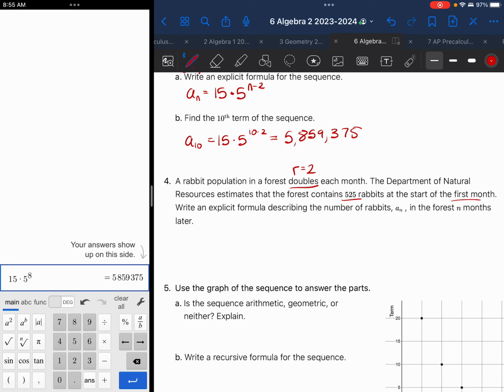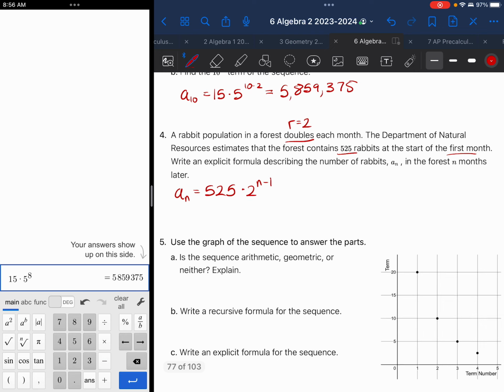All right, so we're going to say a sub n. This is going to be equal to an amount of rabbits, so this has to be an amount of rabbits, 525. This is going to be multiplied by the common ratio, which is 2. We already discovered that above. The power of n minus n. I always want to be careful up here. Am I on month 0, month 1, month 2? It says first month. So this could be month 1 right here. Month 1.